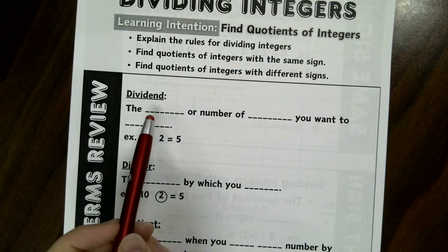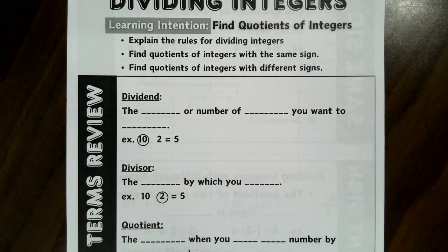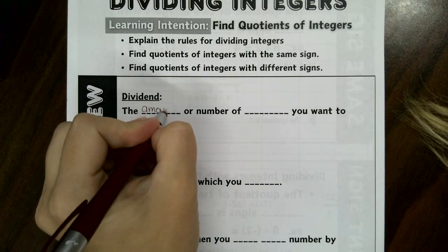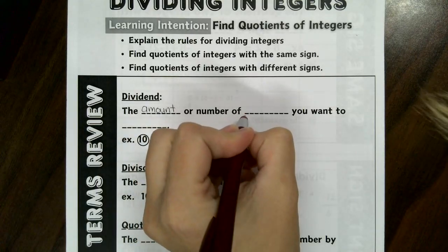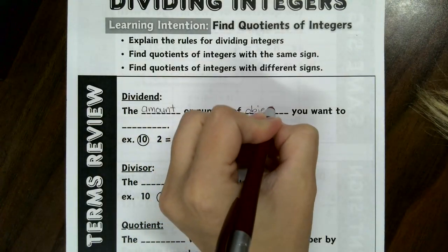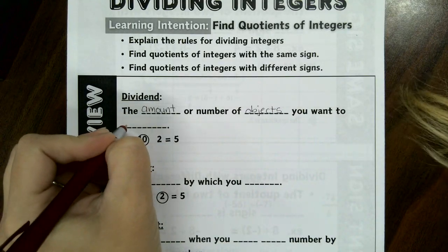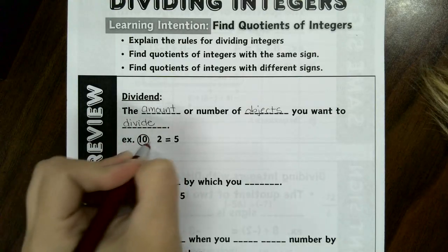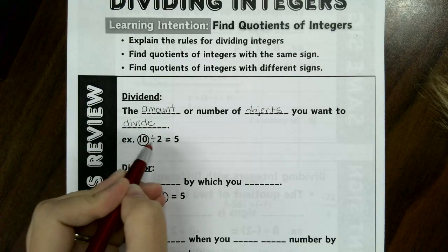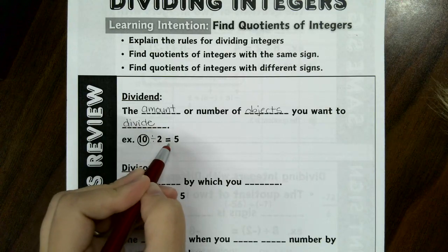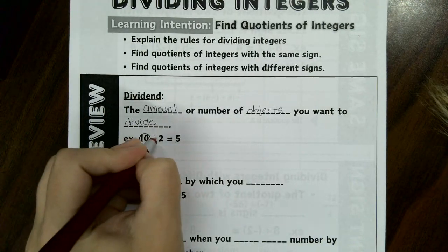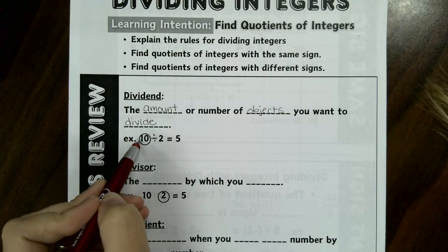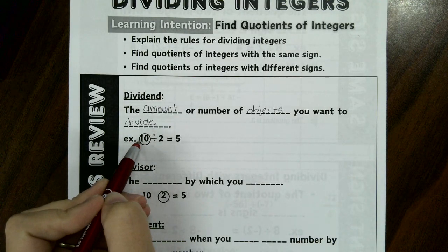So we're going to do a little key terms review. Our first review word is dividend. So a dividend is the amount or number of objects that you want to divide. And that would be like in our example here, 10 divided by 2 equals 5. Okay, so go ahead and fill in the division sign. The 10 is our dividend. Okay, that is the amount or the number that you want to divide.